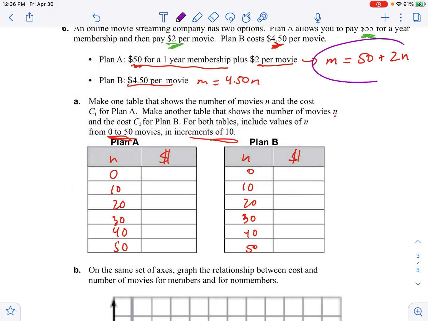Plan A, that's this guy, 0 movies. So 2 times 0 plus 50 is 50. 10 movies, okay? 10 times 2 is 20 plus 50 is 70. 20 movies. 20 times 2 is 40 plus 50 is 90. Okay, now because this goes up by a pattern, I can do the pattern on this one. So 90, 110, 130, 150.